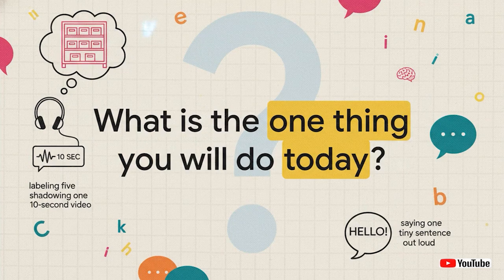So here it is. Here's your mission. Don't try to do everything at once. I want you to choose just one thing we talked about today. Maybe it's labeling 5 things in your room, or shadowing a 10-second video clip, or just saying one tiny sentence out loud. The only question is, what is the one thing you will do right now to start thinking in English?